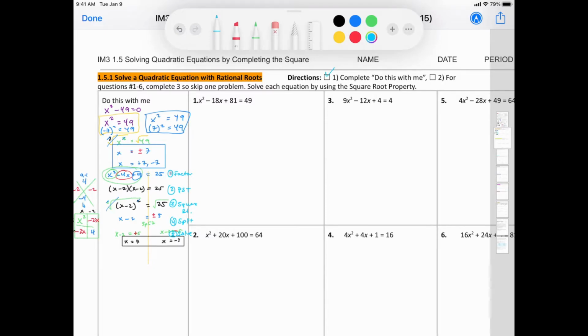Number 2, for questions 1 to 6, complete 3. So complete 3 of these problems. Skip 3 problems. Solve each equation by using the square root method.